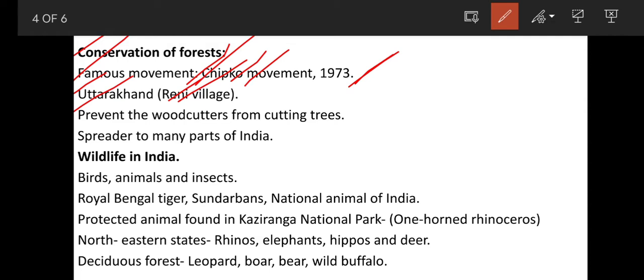Why did people start the Chipko movement in the year 1973? To protect the forest, to prevent the woodcutters from cutting trees. There were many woodcutters who used to cut a large number of trees from the forest. So to protect the forest from deforestation, people started the Chipko movement in the year 1973, and this movement spread to many parts of India slowly. The people protected the trees in the Chipko movement by joining their hands and standing around the trees.